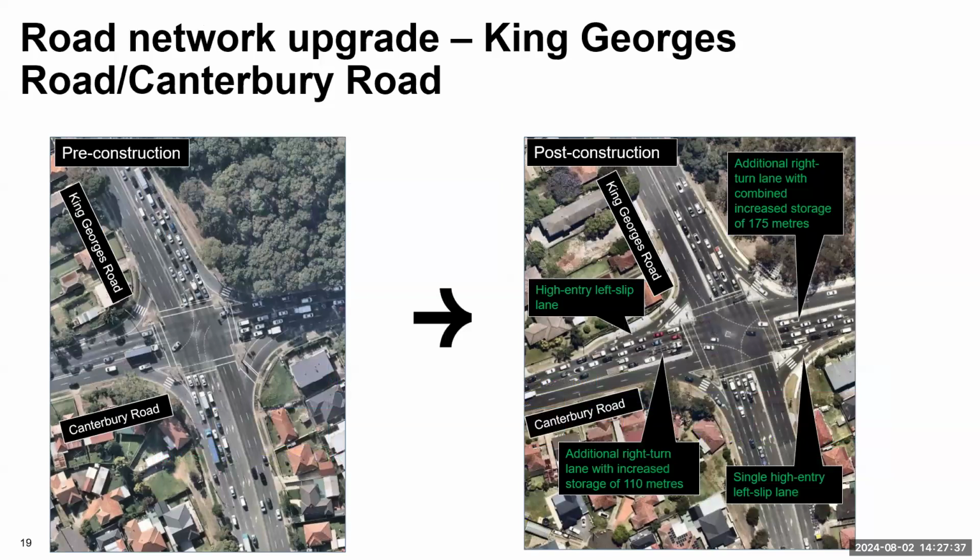There is another sample of a road network upgrade. This is the King George's Road and Canterbury Road. And here you can see there are additional right turn lanes with increased storage, and a high entry slip lane for a better, safer left turning movement, additional right turn with again increased storage, single high entry left slip lane. So these are the kind of upgrades that have already been done. There might have been some modeling exercise done before, and based on that, these upgrades were chosen. Now they're already done and the network is improved. How is it benefiting the overall transport performance in the network?